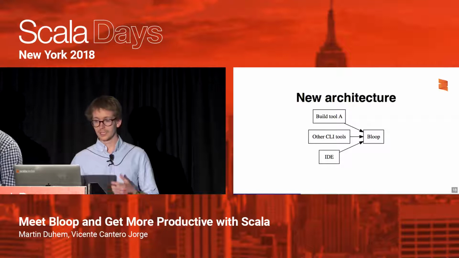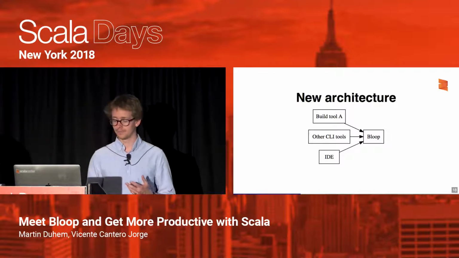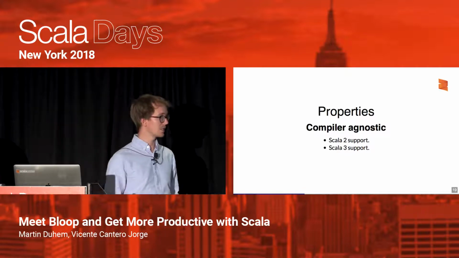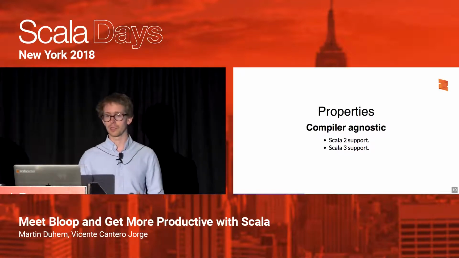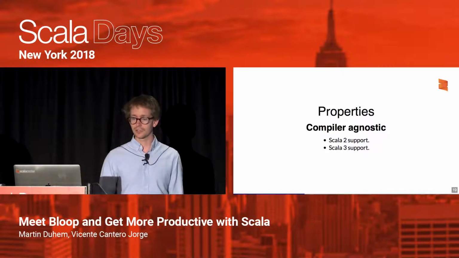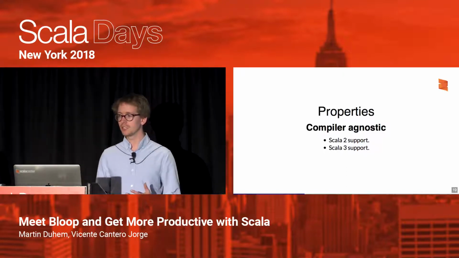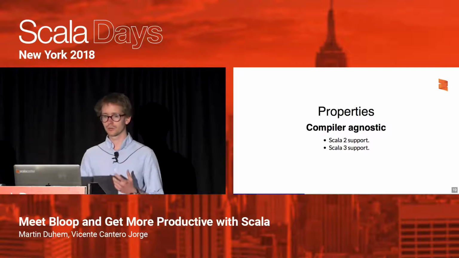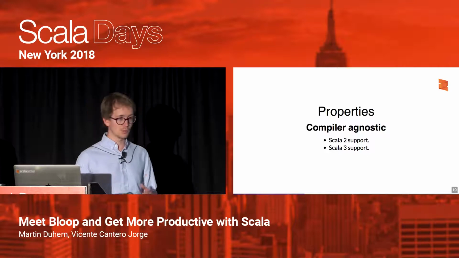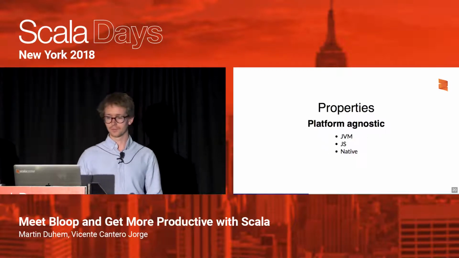Doing it this way has several nice properties. First, this means that the integration that they have to do to be able to talk to the compiler is completely compiler agnostic. They don't have to care about supporting Scala 2 or Scala 3. They can just benefit from the integration that Bloop has today, which is able to work both with Scala 2 and Scala 3, which is coming soon. So it removes a lot of complexity from those tools.